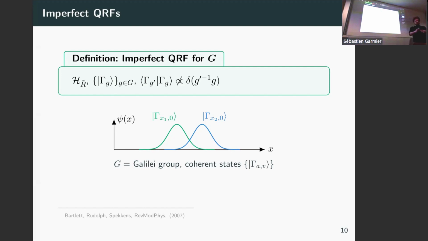Their uncertainty in x and p are sort of equal. And in position space, they look like Gaussians, and of course Gaussians have overlap, right? So although they're centered over two different positions and so correspond to essentially two different group elements, they still have overlap and are imperfect because of this.